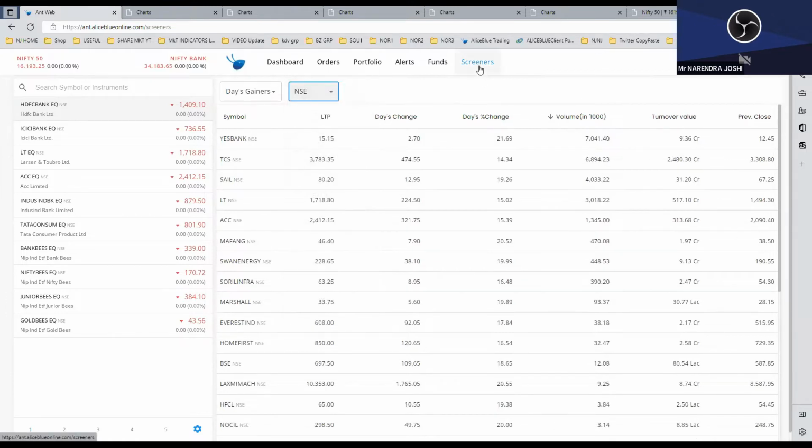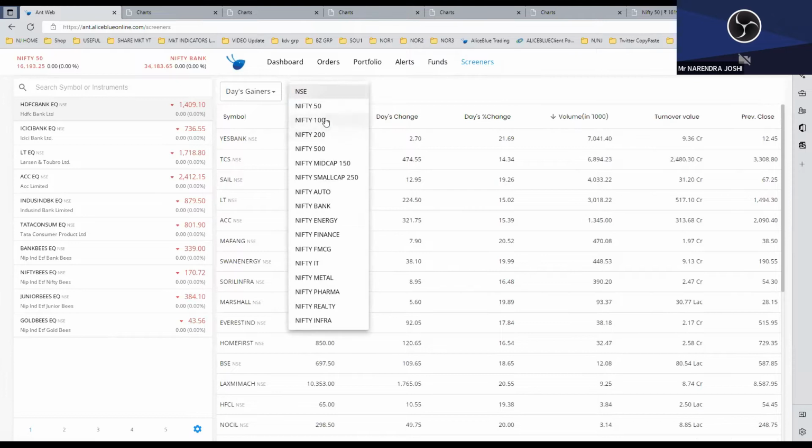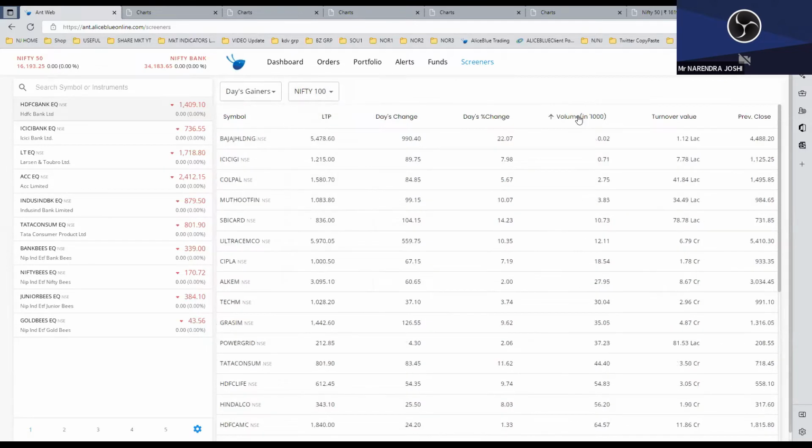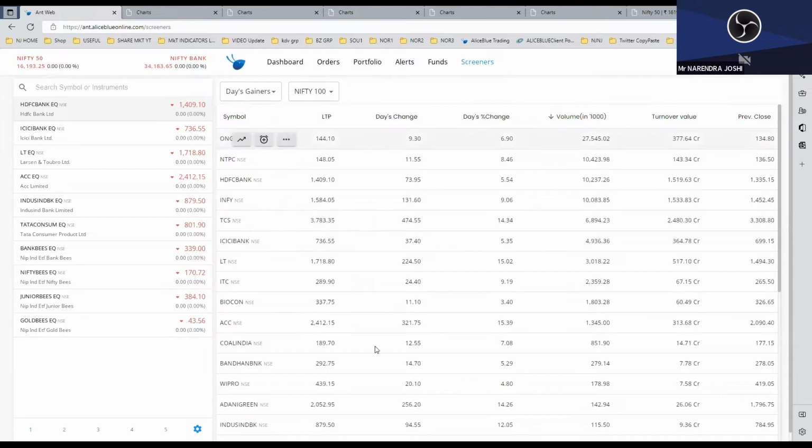So what I do, I go to the screener and then select the top 100 stocks. You have all the categories available here. You can select Nifty 50, Nifty 100, 200. For today's session I am selecting Nifty 100. So we get top quality stocks with the highest volume. I try to select stocks where price is more than 200 or 300.